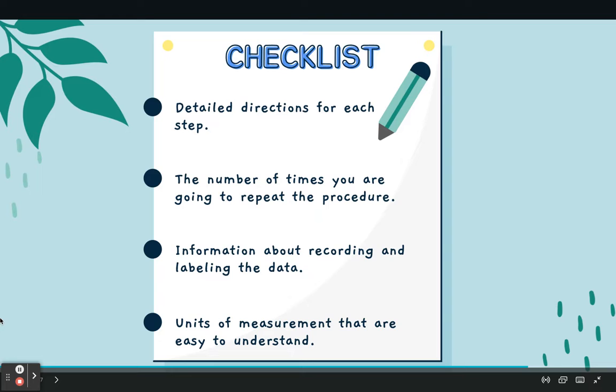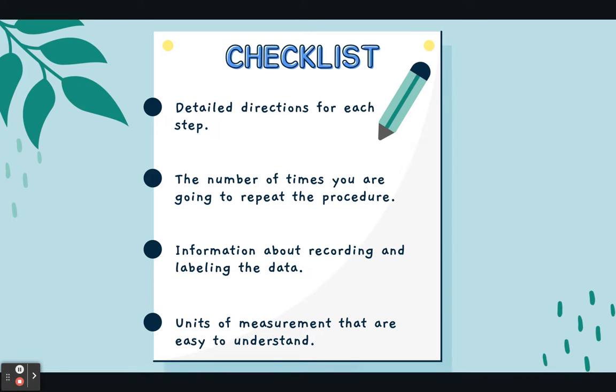Great job, everyone. So as we move forward, we are going to be using this checklist to write our own procedure for our science fair project. Make sure that as you're writing your procedure, you have detailed directions for each step, the number of times you are going to repeat the procedure or specific steps within the procedure, information about recording and labeling the data, and units of measurement that are easy to understand.